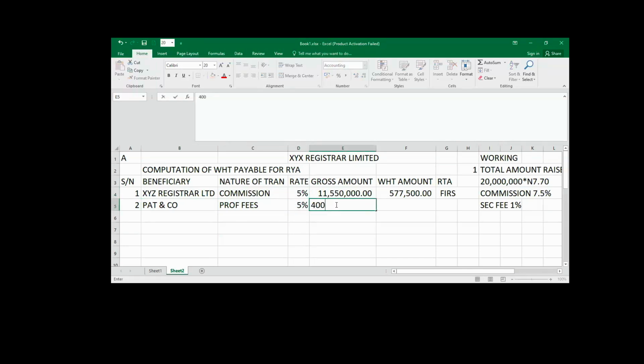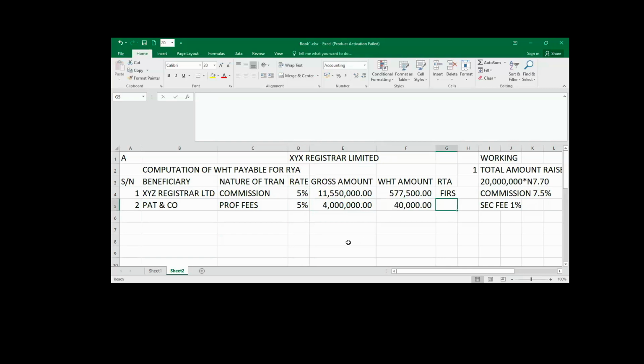They are going to collect 4 million. So withholding tax will be 5% of 4 million. That will give us how much? 5% of 4 million. Press your calculator now. 400,000. So the withholding tax will give us 400,000.